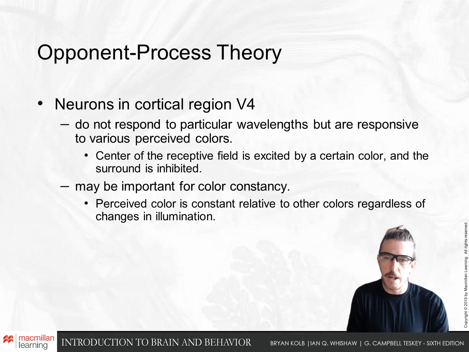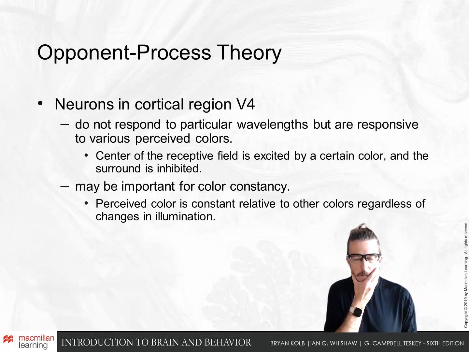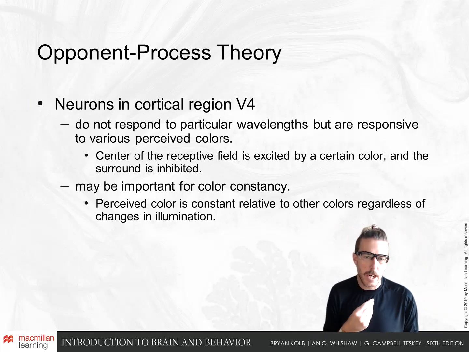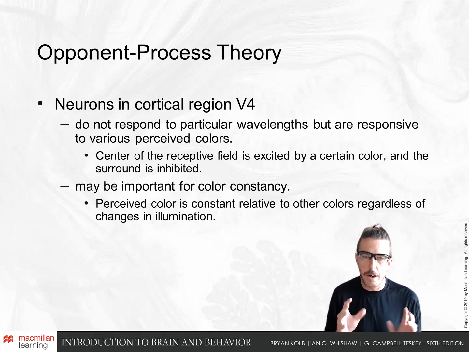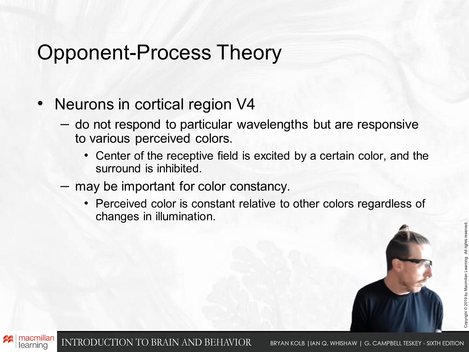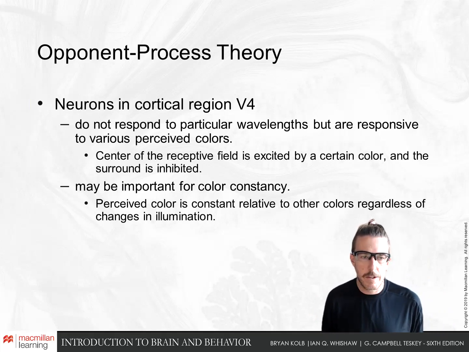And these have the on-off inhibition as well. And the fact that they respond to the perceived color and not the veridical color indicates that they might be important for color constancy. This idea, for instance, that if you have a banana at sunset or at dusk or in a room inside or outside, it always appears yellow, even though the actual wavelengths of light bouncing off it and hitting your eye can be different in those different situations.